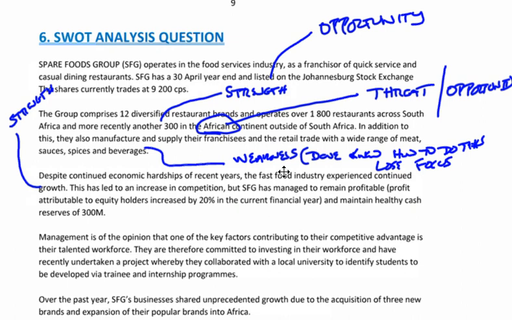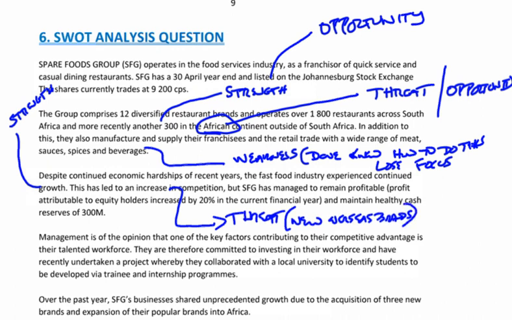Okay. It says this has led to increased competition. Now, let's just unpackage this increased competition itself. Why do you think there's increased competition? Let's look at the fast food industry. What's happened in South Africa? We've had McDonald's come here. We've had Starbucks. We've had Domino's Pizza. We've got all these overseas brands that are opening up in South Africa. And there's been increased competition. So what is this? This is a threat. New overseas brands.